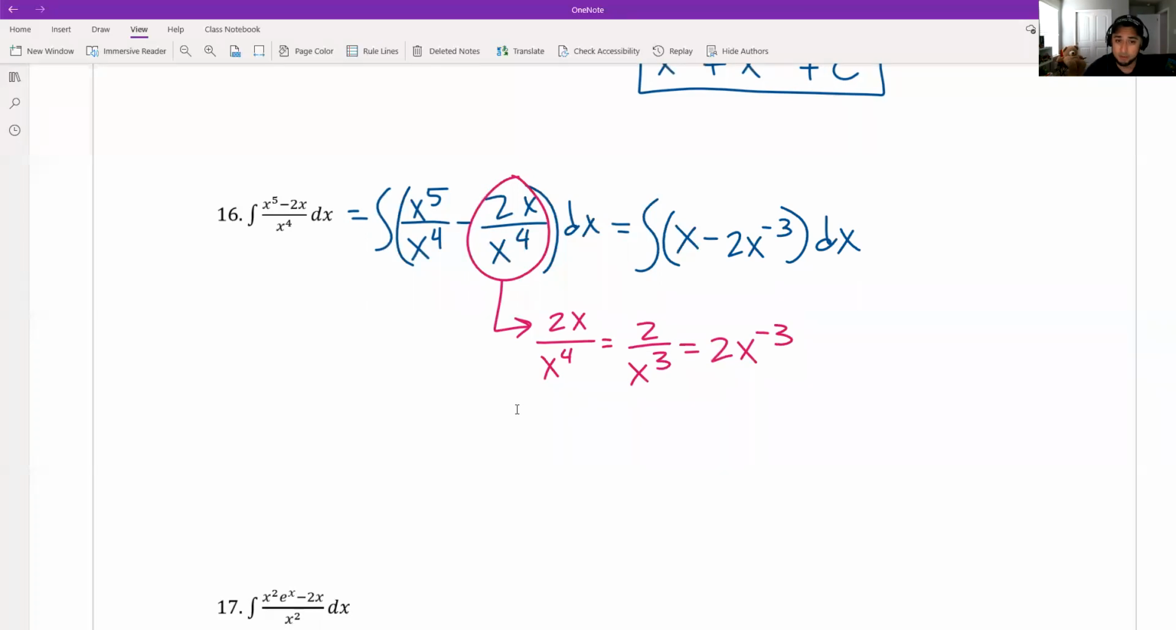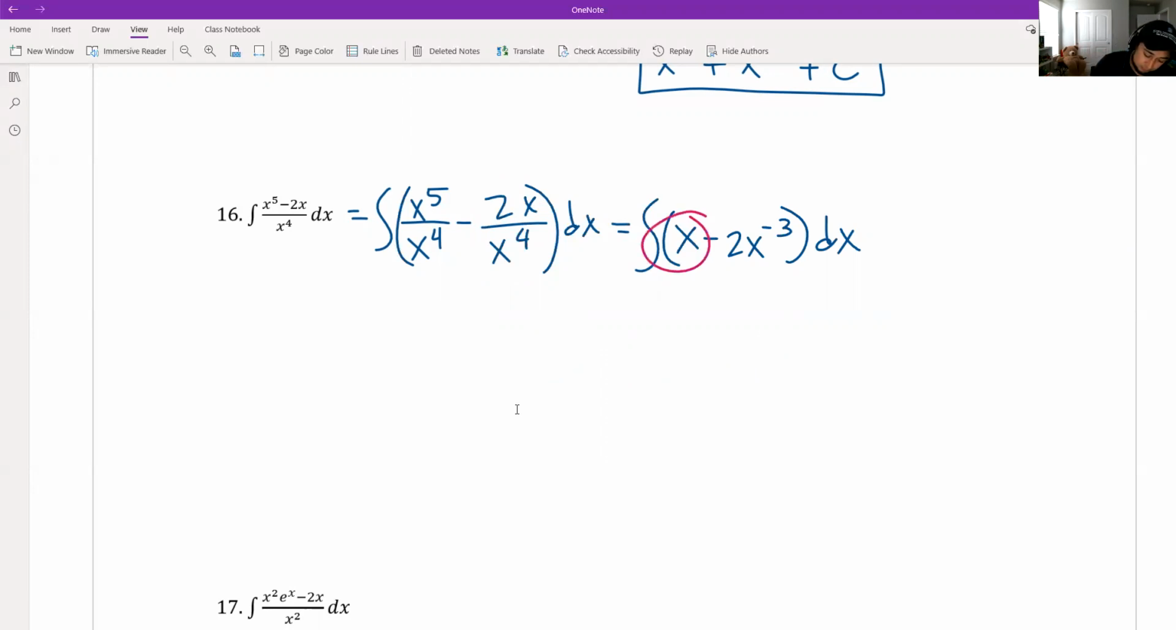Okay, so 2x over x to the 4th became 2 over x cubed, which became 2x to the negative 3, which I put in my integral. So we are ready. We know we can split it into two integrals, but we're done with that life. So I will first focus on the first term, x. You will power rule that one, which will become x squared over 2, minus. Now we focus on the second term, 2x to the negative 3. This will be 2 times, you will power rule x to the negative 3, which becomes x to the negative 2 over negative 2.